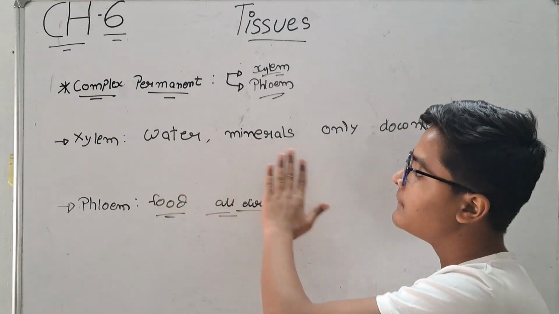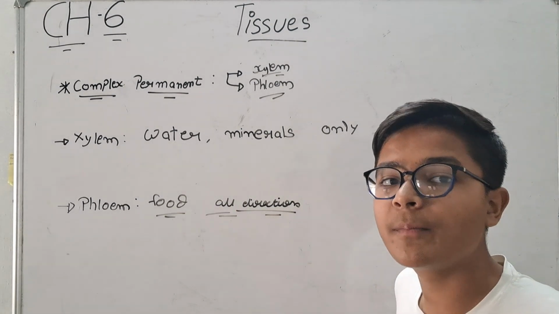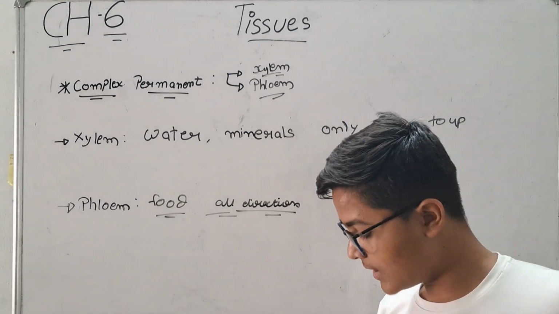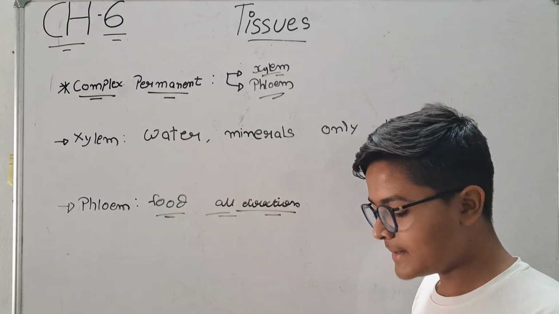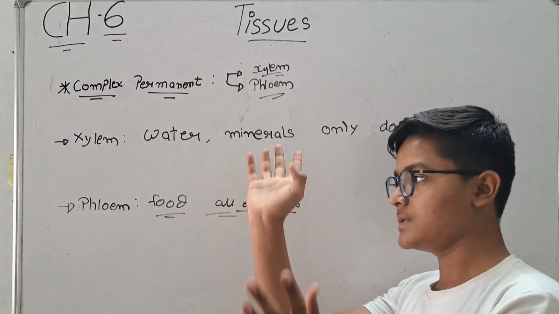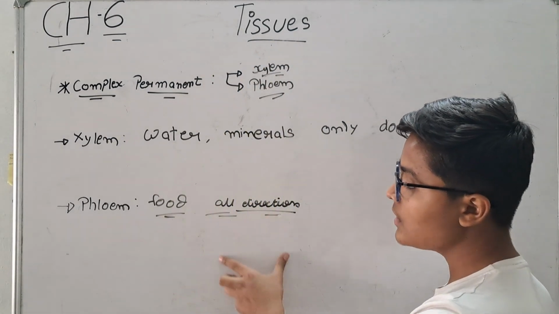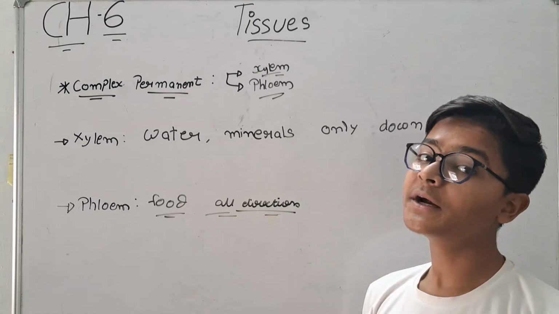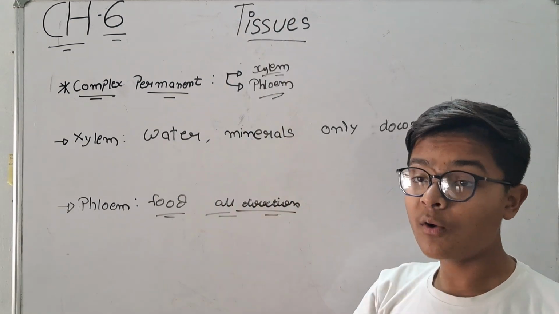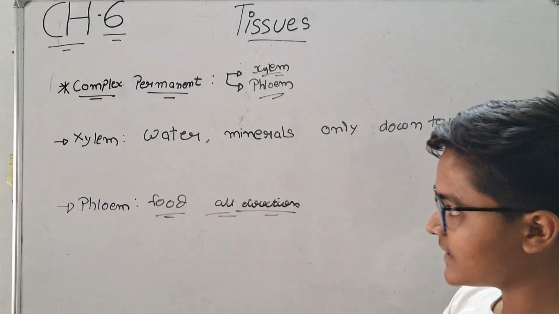Xylem conducts water and minerals. It gives water and minerals to the organs of the plant, only from down to up. That means it takes from the root and gives to the stem. While phloem conducts food in all directions: upward to downward, downward to upward, side to side, every side it gives. So that is the main difference.